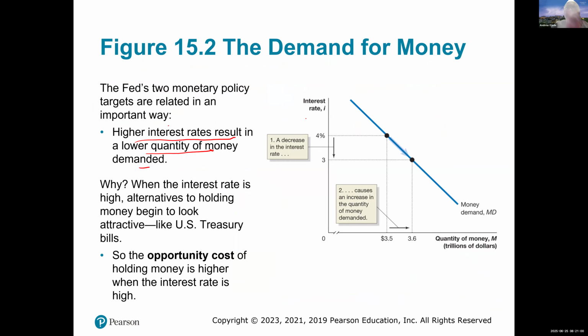If I have the interest rate on this axis as the price of money, this is the quantity of money in trillions of dollars demanded by all Americans. So the money demand curve slopes downwards. When the interest rate is 4%, Americans hold less money, only $3.5 trillion in total, for all Americans combined. And when the interest rate falls to 3%, because there's an inverse relationship between the interest rate and the amount of money people want to hold, the quantity of money demanded rises. So the opportunity cost of holding money is higher when the interest rate is high. The opportunity cost of money holding is the interest rate.